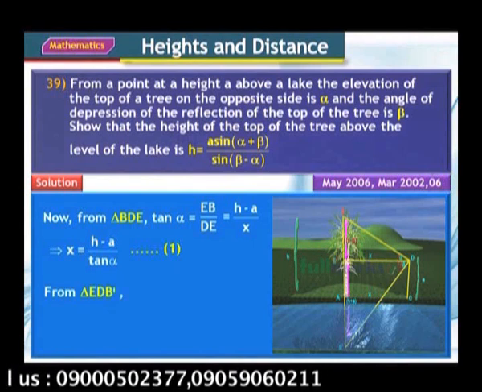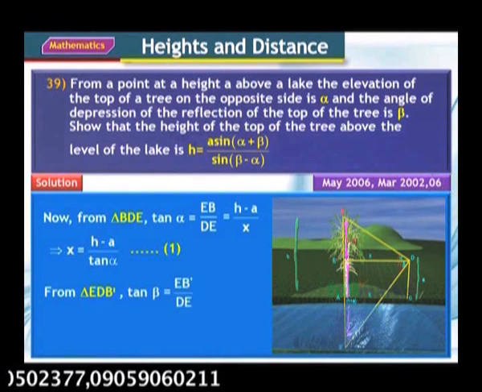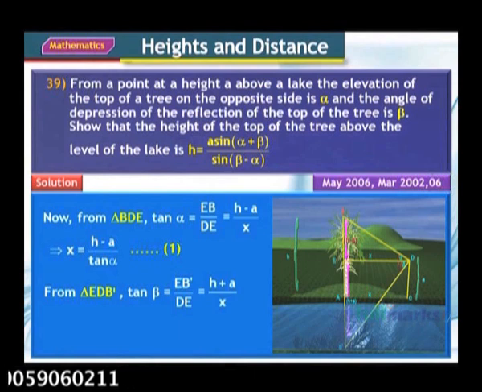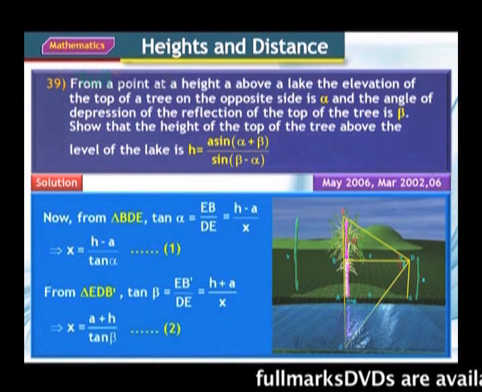Next, take triangle EDB dash, tan beta is equal to EB dash by DE. EB dash by DE is H plus A by X, because EB dash is H plus A, we have taken it as H plus A by X. Therefore obviously X becomes H plus A, that is A plus H by tan beta. That is number 2. For this you will get 1 mark.